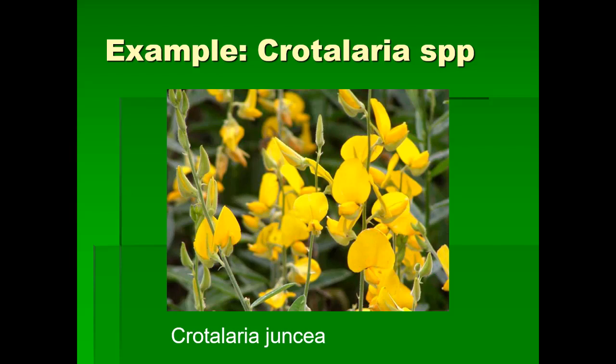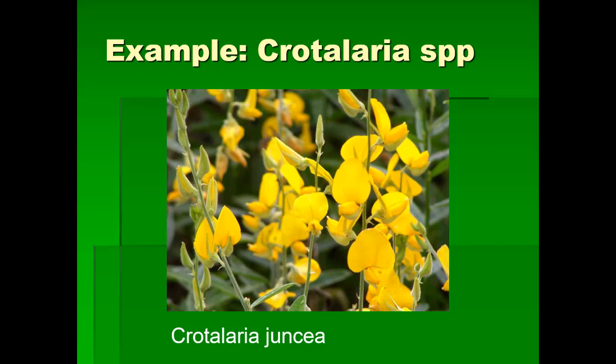Here we have another plant also containing pyrrolizidine alkaloids. This is actually in the pea family, and it's called rattlepods because the seeds become loose in the pod as they mature, and they rattle when the pod is shaking, just like a rattlesnake would do. The genus includes over 700 species, and some of them are cultivated as crops to be consumed by humans throughout the world.